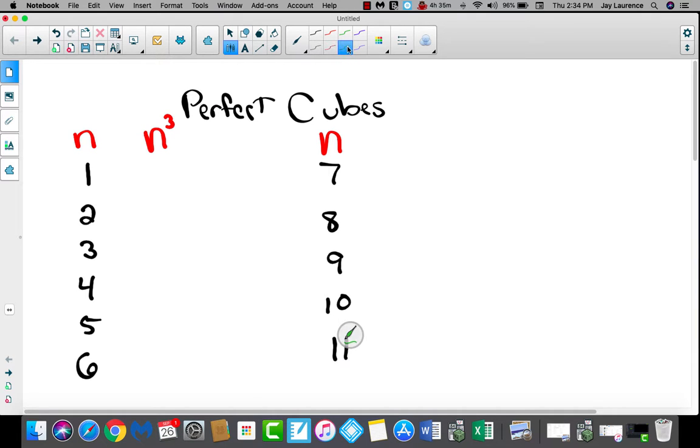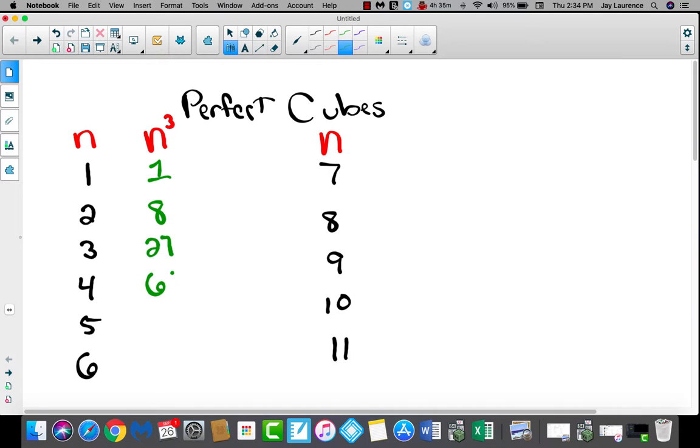So for example, 1 cubed is 1 times 1 times 1, or 1. 2 cubed is not 6. Don't tell me 6. You're going to make me cry. 2 times 2 times 2 is 8. 3 times 3 times 3 is 27. These are the perfect cubes. We need to memorize these just like we know our perfect squares.